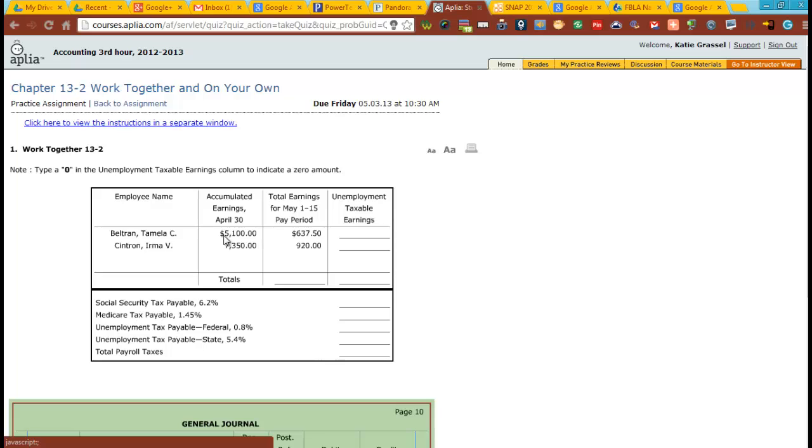Now, Tamla Beltran, her accumulated earnings were $5,100. Her total earnings from May 1st to the 15th was $637.50. How much of her earnings from May 1st to the 15th do I have to pay taxes on? All of it. So unemployment tax earnings, I'm going to put in $637.50. Okay, so Irma, how much taxes do I have to pay for Irma for unemployment? 0.